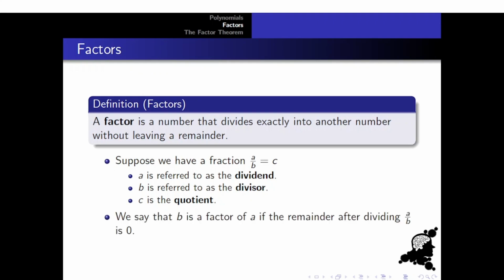Right. Now, b can only be a factor of a if the remainder after dividing is 0. So in this instance, to determine whether a number is a factor of another number, we do the division, but we're not so much interested in what the answer is. What we are more interested in is what the remainder is. If the remainder after division is 0, then the number is considered to be a factor. Please take note of that.